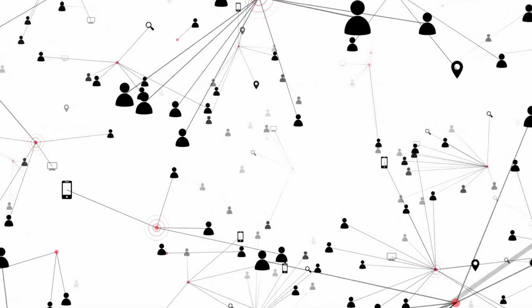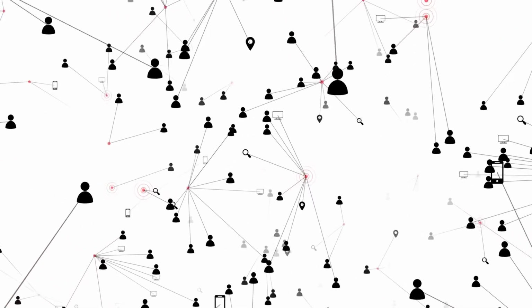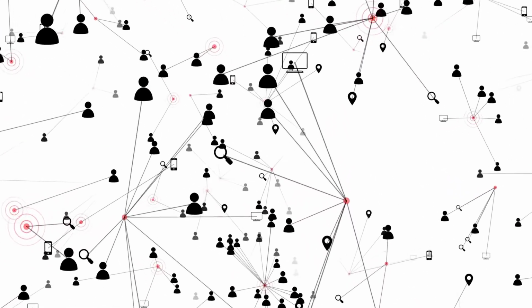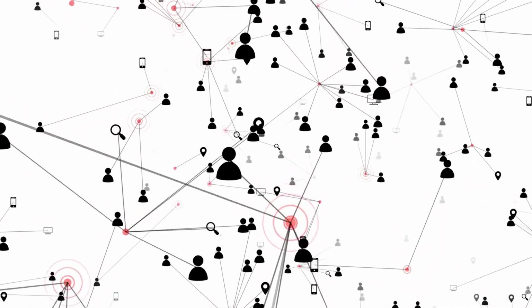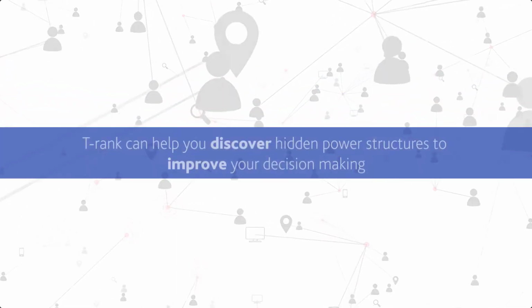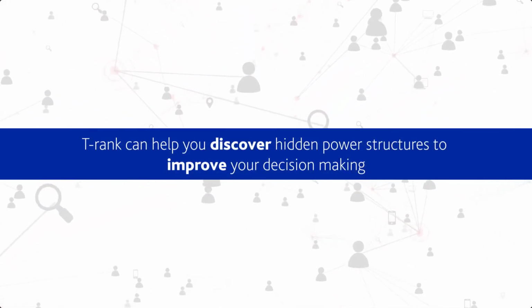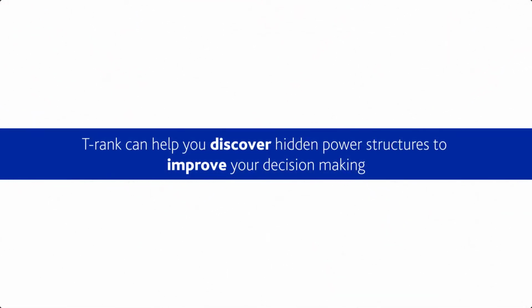Identifying who has power, the ability to push through a decision or initiate change in a company, is important in many situations, but up until now, this information has not been easily available. T-Rank can help you discover hidden power structures to improve your decision making.